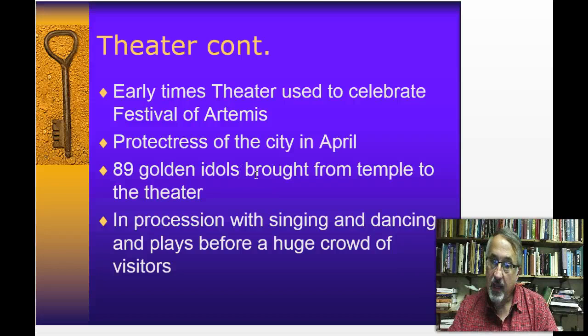Festival of Artemis, you have a procession all the way from the Temple of Artemis to the theater. She was the protectress of the city. And if you remember, it was the silversmiths who were very upset with Paul, saying he was messing up their business. So that's what led in part to Demetrius standing up and working up the crowd.